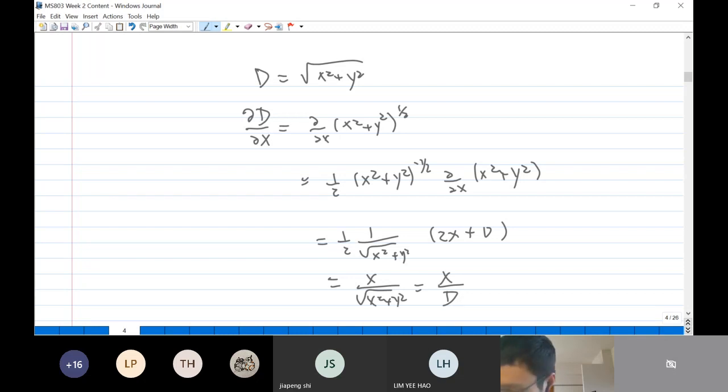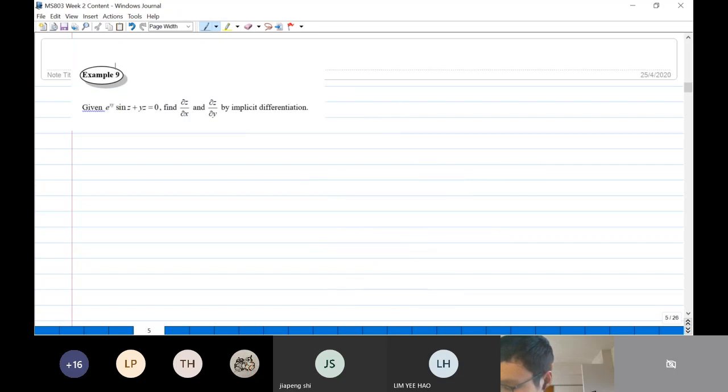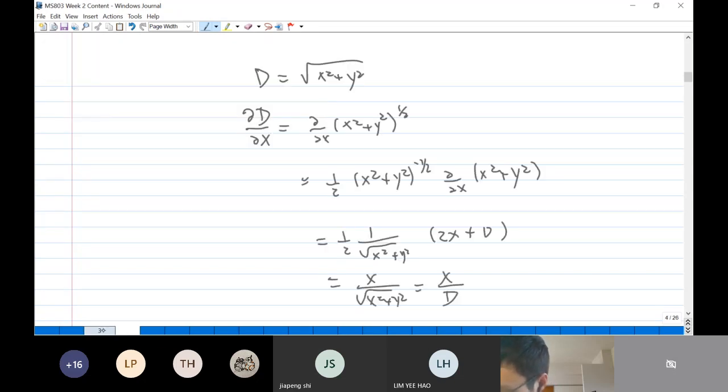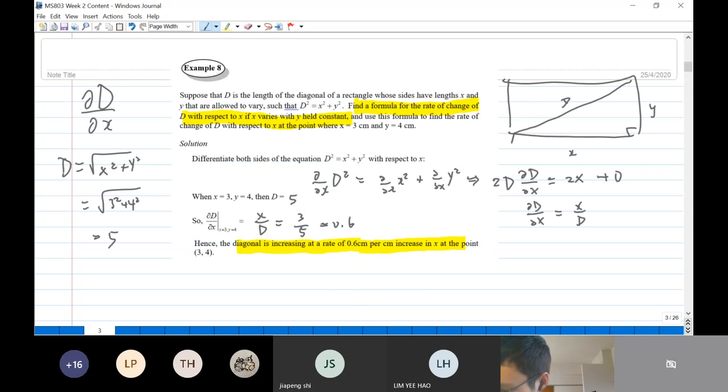So this is example 8. It shows a different method. Just now I differentiated directly, differentiate directly d squared. You can actually do this, and you can compare the methods. Okay, all right. Anyone got any issue there?